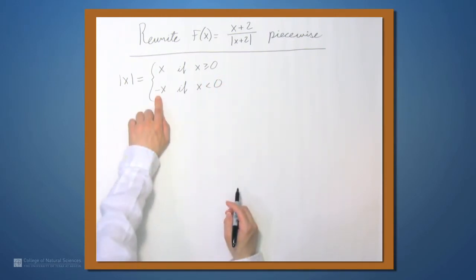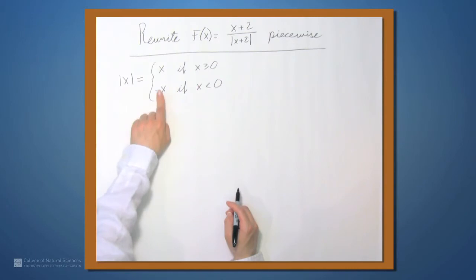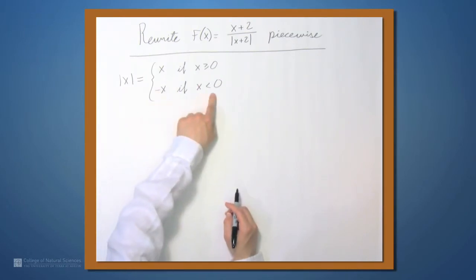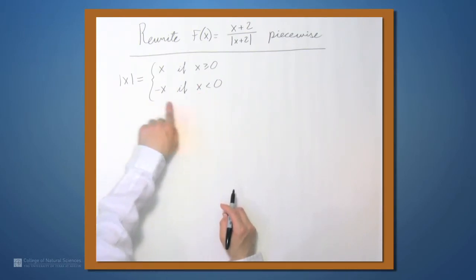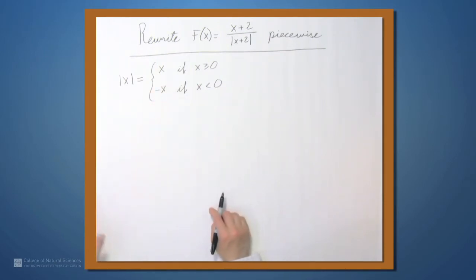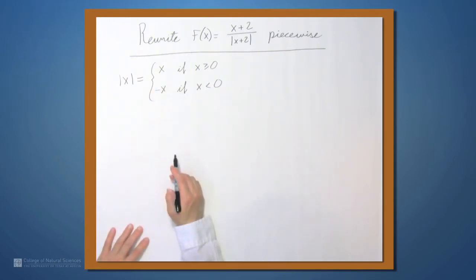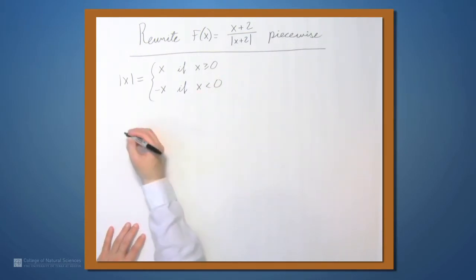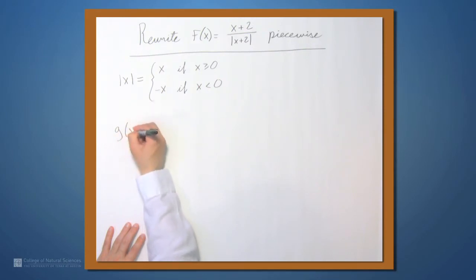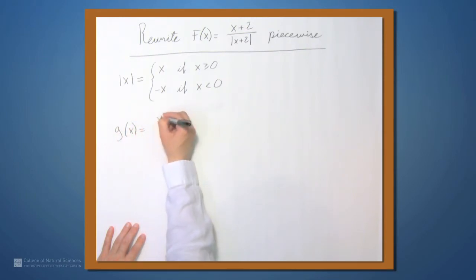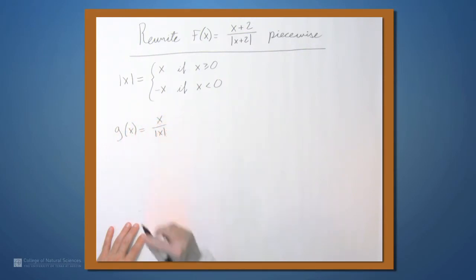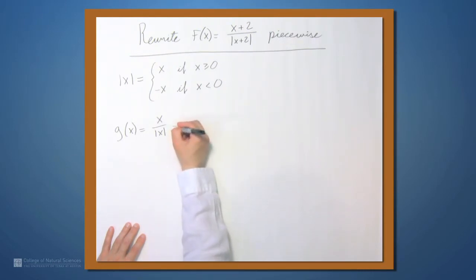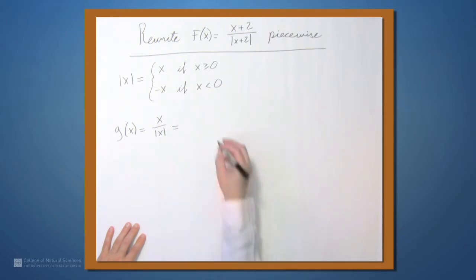So one thing to note, negative x, if x is less than 0, is a positive quantity, right? If x is, let's say, negative 4, negative x is positive 4. So this is the absolute value of x. Our goal is to get to this thing. Let's look at something a little bit simpler. Let's look at g of x is x divided by the absolute value of x. Let's rewrite this in a piecewise way.